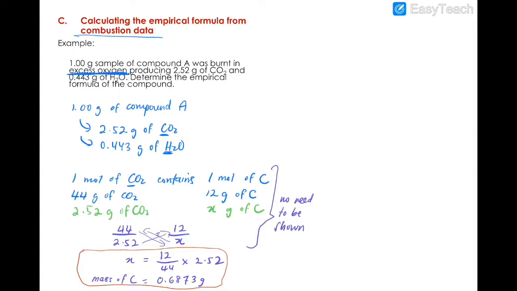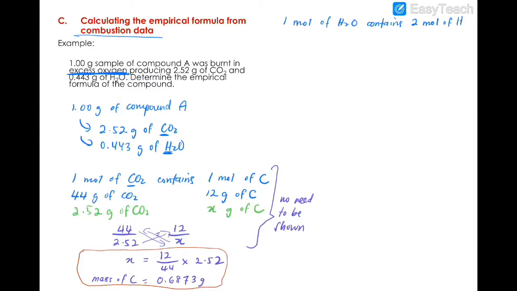Okay, so sama juga dengan hydrogen. Carbon ni very simple lah. Kita ambil 12 bagi 44 darab dengan 2.52, so you get mass of carbon. Tapi hydrogen ni ada possibility student selalu nak buat silap. Sebab apa? Dalam 1 mole of H2O, it contains berapa mole of hydrogen class? So it contains 2 mole of hydrogen.